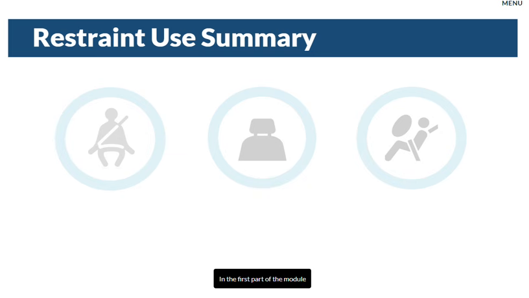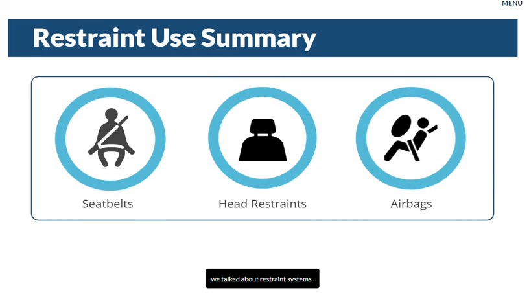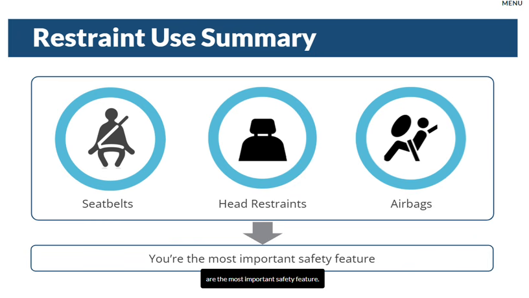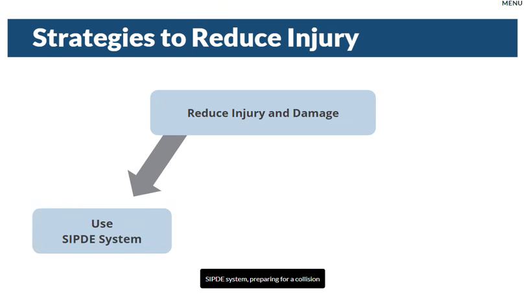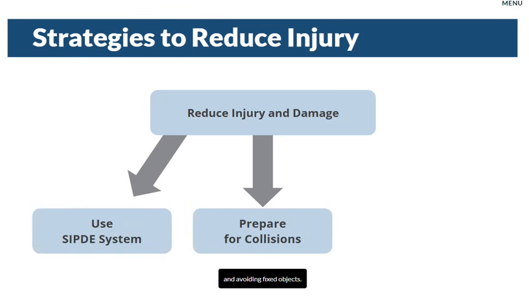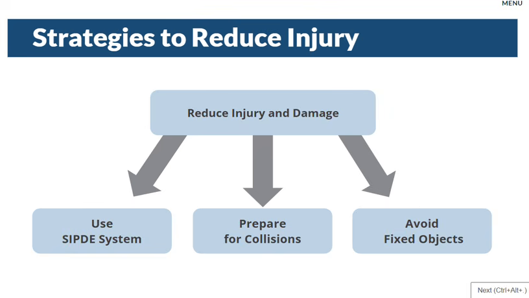In the first part of the module, we talked about restraint systems. Although you may have all these restraint systems in the vehicle, you, the driver, are the most important safety feature. Ultimately, you're responsible for using these safety features. In the next section, we'll discuss more strategies for reducing injury and damage if a collision is unavoidable. These strategies include using the SIPTE system, preparing for a collision, and avoiding fixed objects.